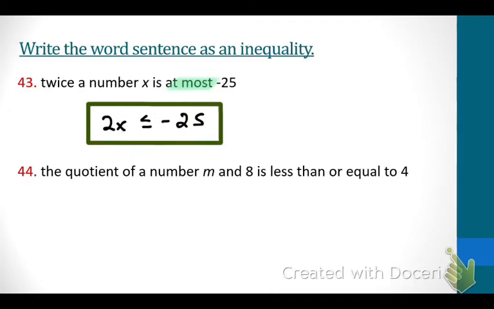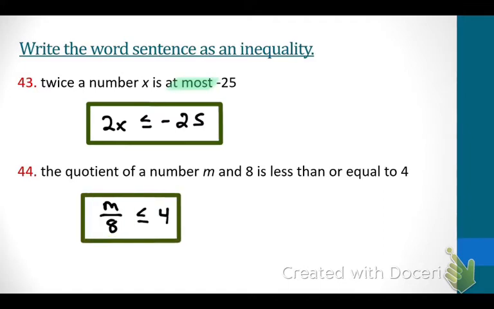All right, going on to the last one. The quotient of a number m and 8 is less than or equal to 4. Lexi, how do I write that? M over 8 is less than or equal to 4. You are correct. Who would say you got all 4 of those word sentences as an inequality correct? If you don't, that's okay. Go back and study section 4.4.